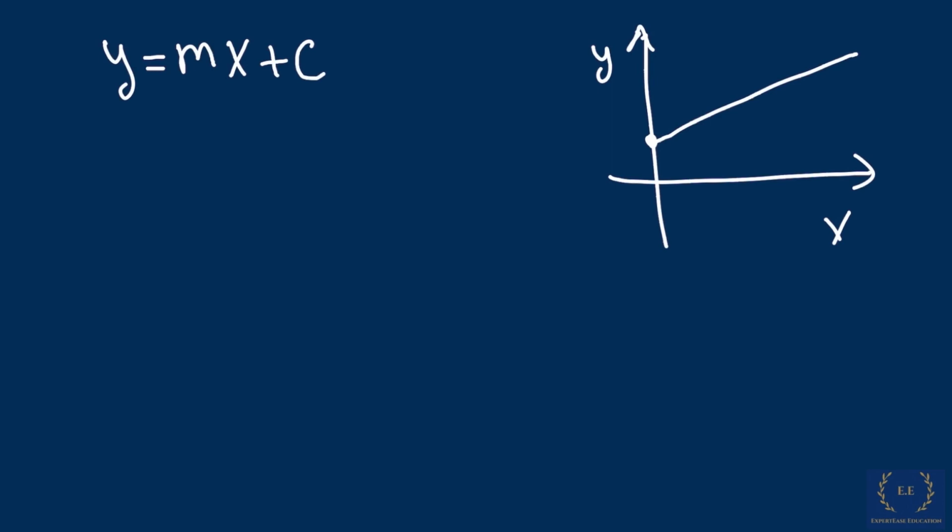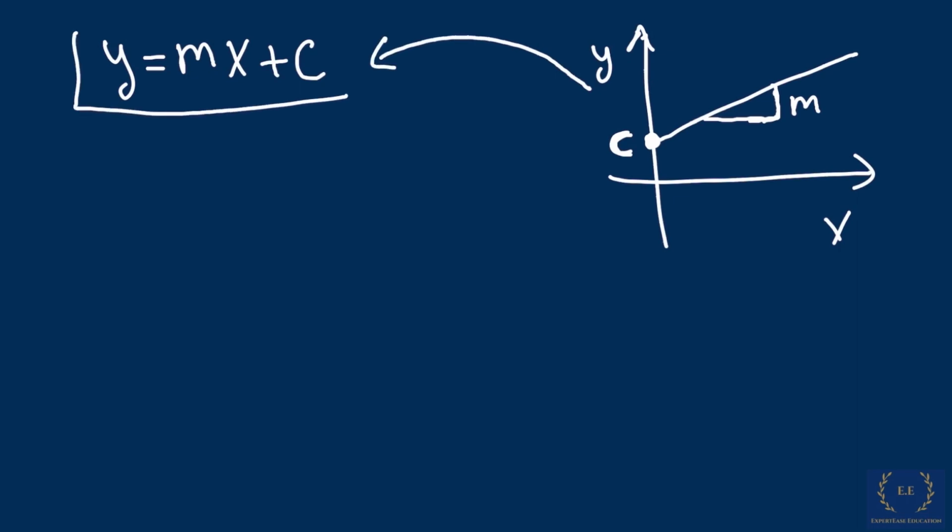where m is the slope, rise over 1, this is my slope, right? This is the intercept that we have. Once we do have x to be 0, this is my y-intercept, which is the point C. Now, this graph is represented by the following linear equation.